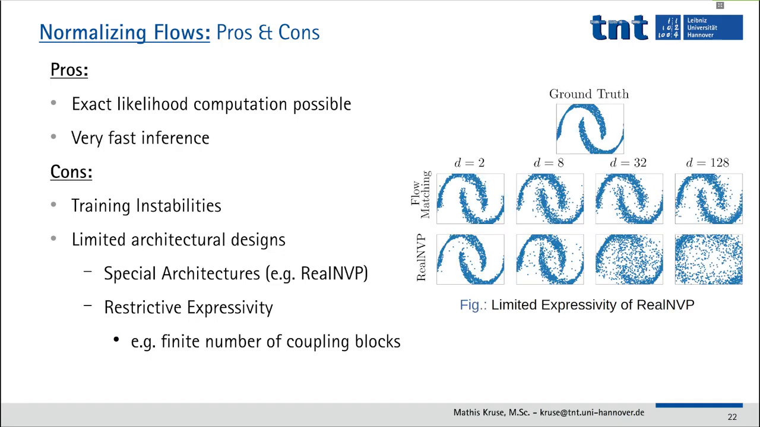You can see this in this toy example where we have a 2D Gaussian and a 2D moon example. We embed it in higher dimensional space and try to learn this distribution in higher dimensional space. Now, for RealNVP in the bottom row, it falls apart after a few dimensions, whereas flow matching is able to even perform in higher dimensions. Most of your images are very high dimensional.